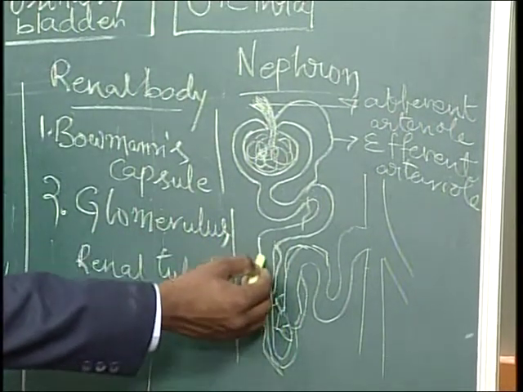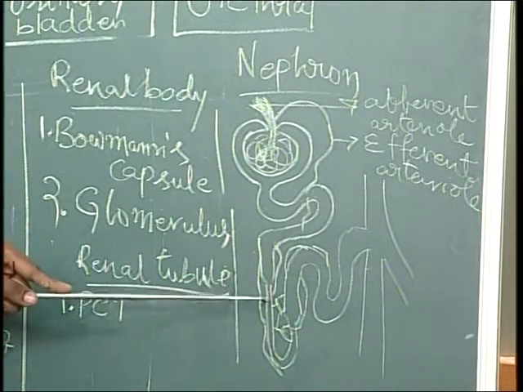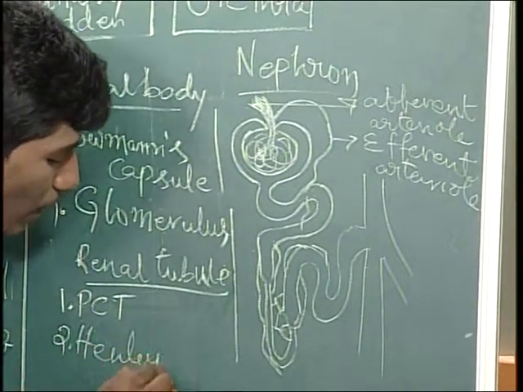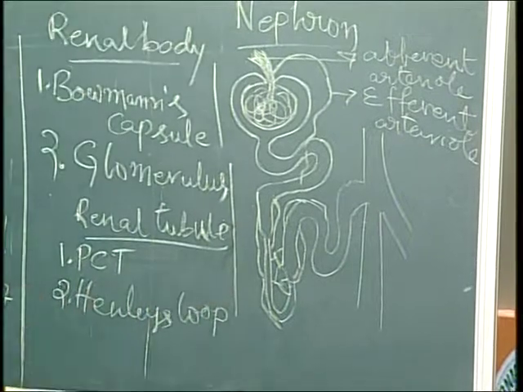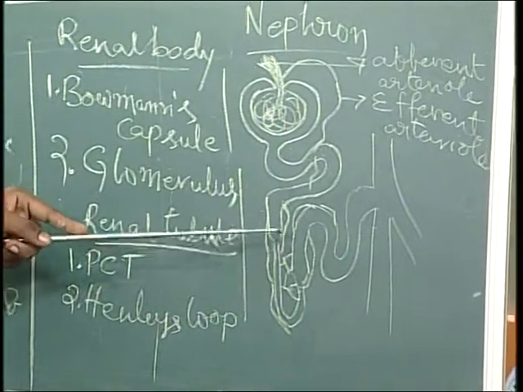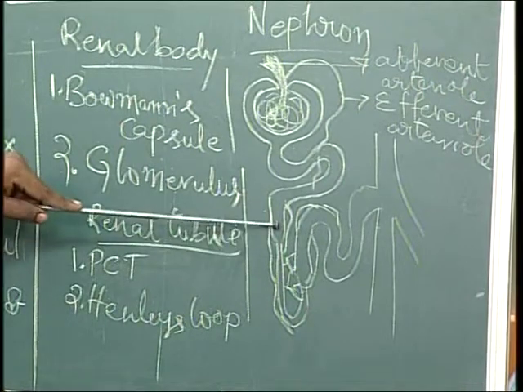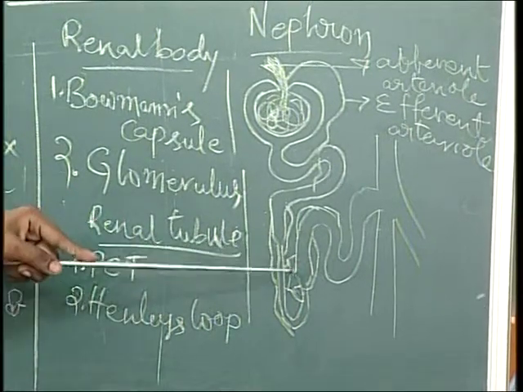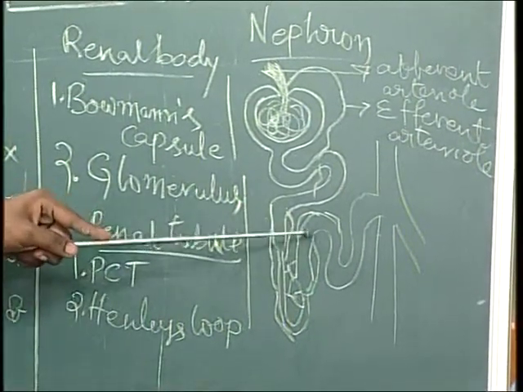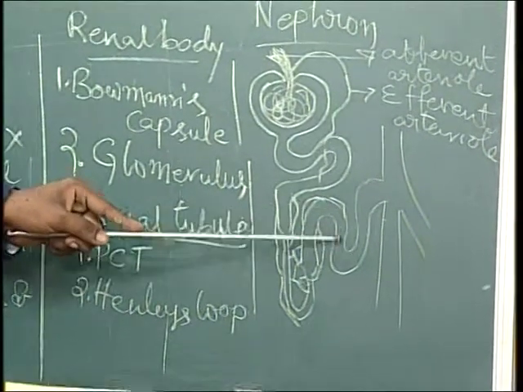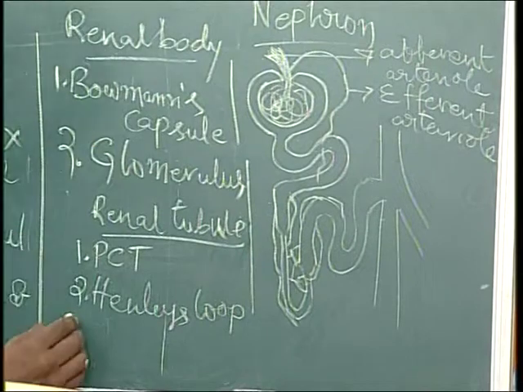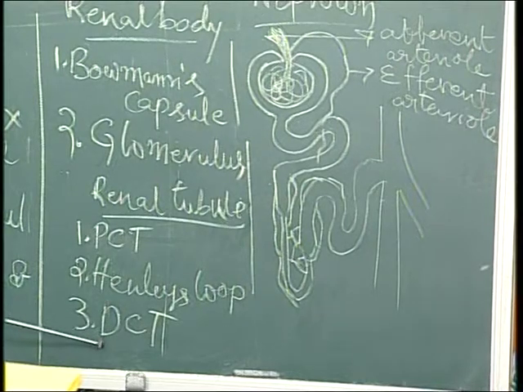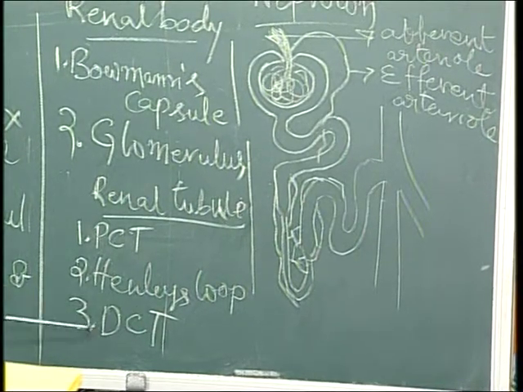Here, it further continues straight. This is Henle's loop. The Henle's loop has two limbs. Here it is the descending limb and here it is the ascending limb. After the Henle's loop, the tube again bulges and coils. This is called the distal convoluted tubule. In short form, it is called DCT.